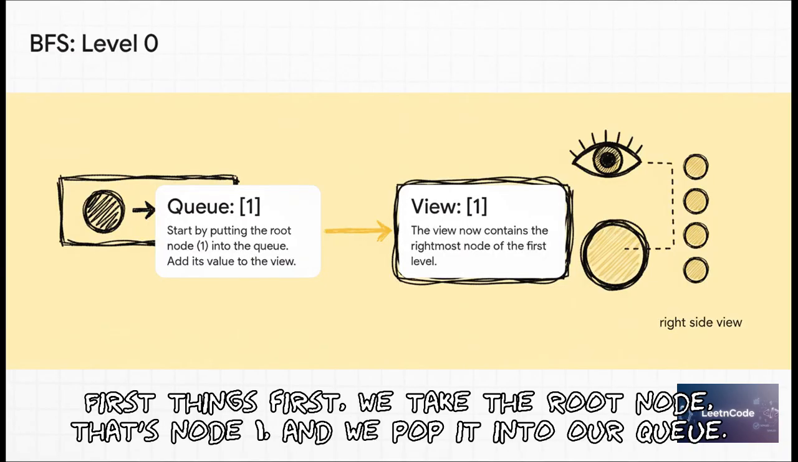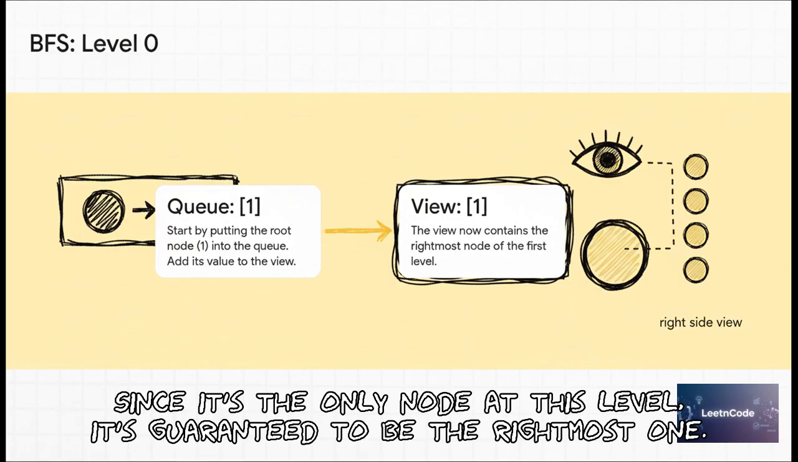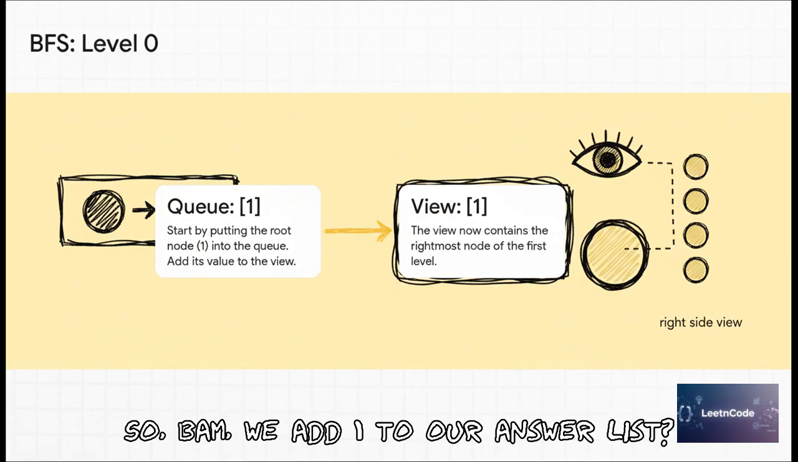Let's walk through it. First things first, we take the root node, that's node 1, and we pop it into our queue. Since it's the only node at this level, it's guaranteed to be the rightmost one. So bam, we add 1 to our answer list.